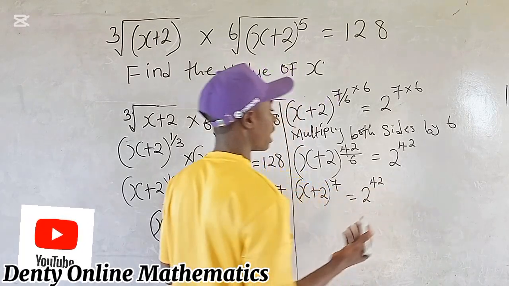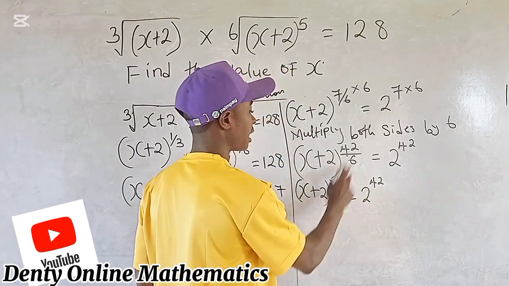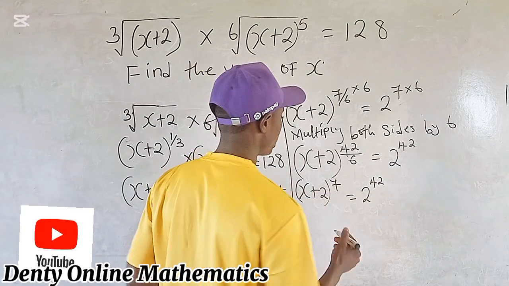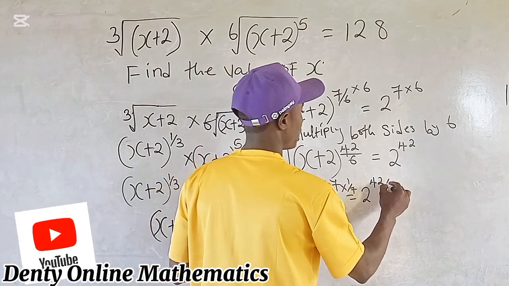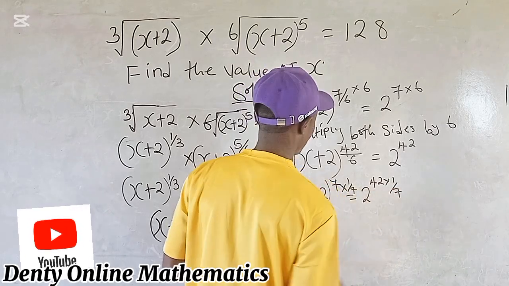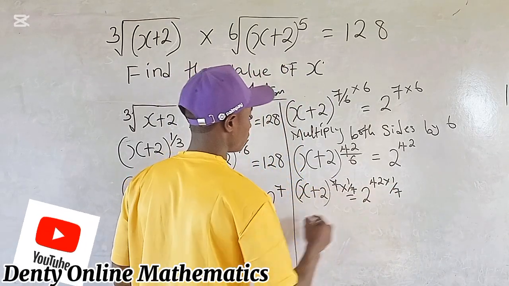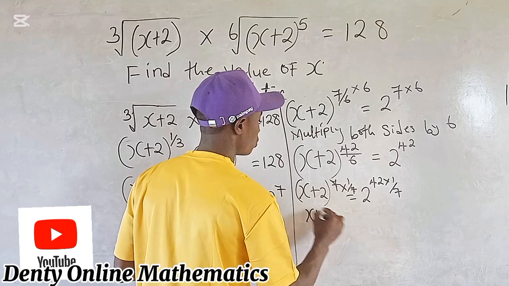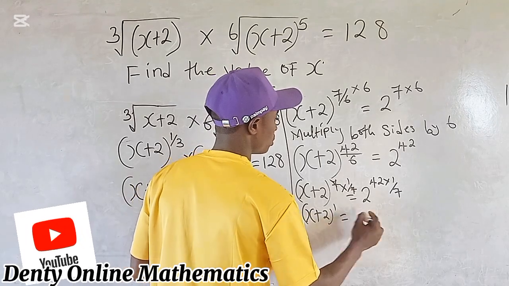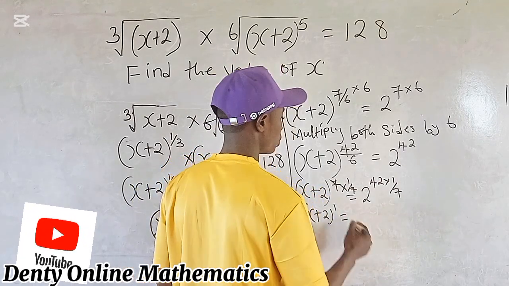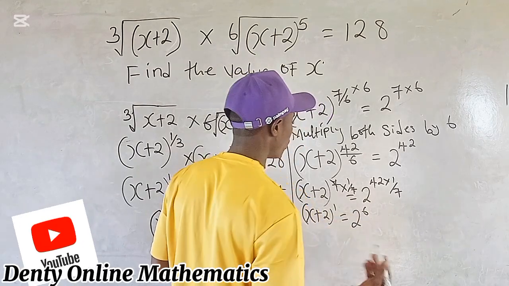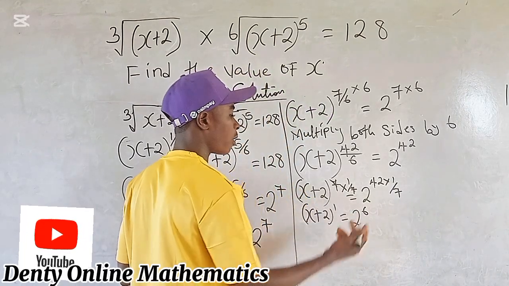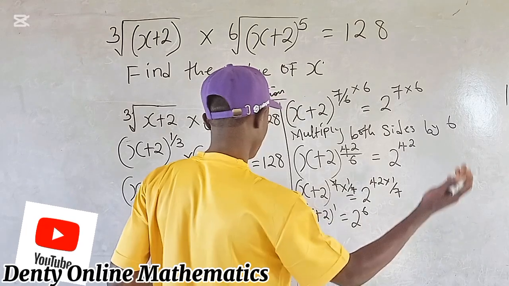Now let's multiply both sides by 1 over 7 so that I can clear out this power, this exponent. If I multiply both sides by 1 over 7, I'll still multiply here by 1 over 7. So the 7 cancels out. We just have x plus 2 raised to the power of 1 to be equal to 42 times 1, which is 42. 42 divided by 7 will be 6. So that will give us 2 raised to the power of 6.